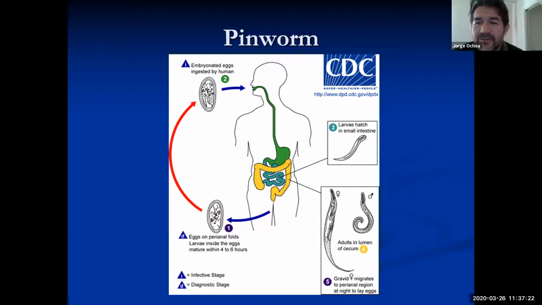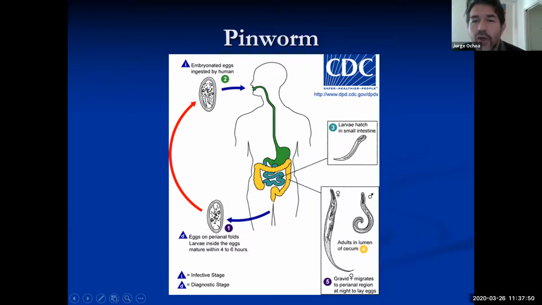The female will then lay the eggs, and those will be excreted by the human, and then somehow it's going to be passed on to the next individual. So pinworms are going to be a problem for animals as well as for people. So that is a type of nematode, and you can see here the female and the male nematodes.